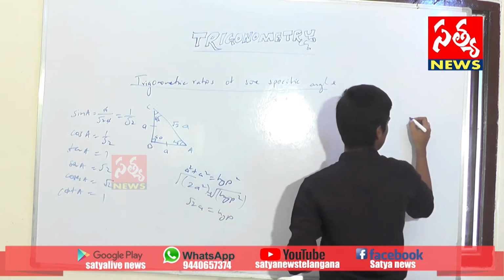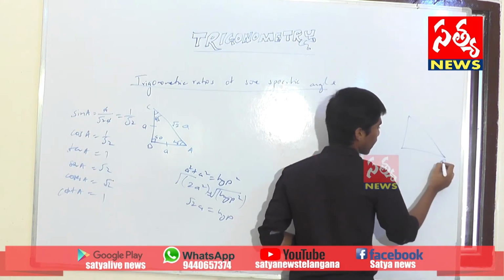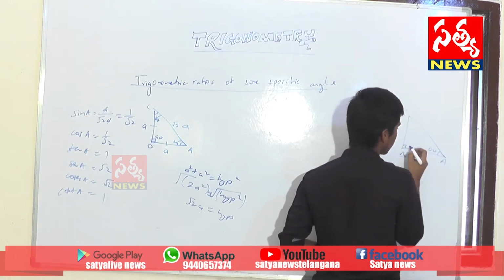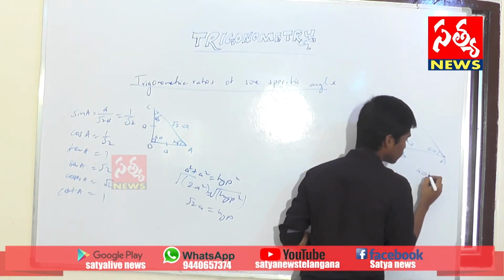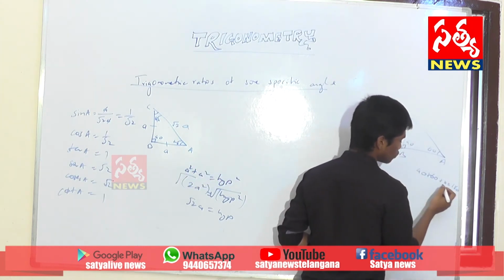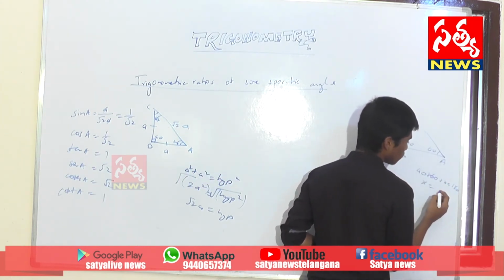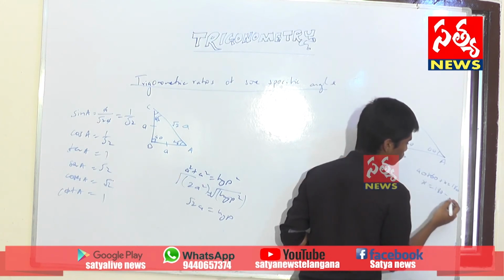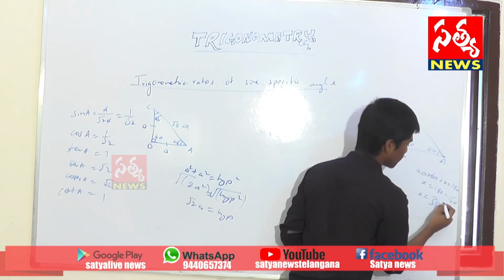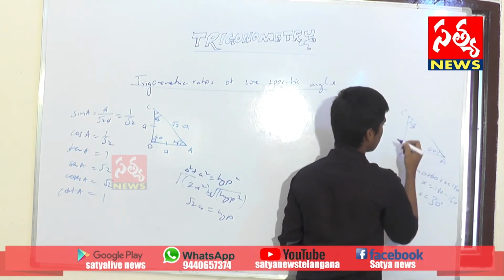The next triangle is triangle ABC. B is 90, and if one angle is 60, we get the other angle from 90 plus 60 plus x equals 180. So by finding x, we get 180 minus 150. So finally we get x as 30 degrees. So here we get 30 degrees.